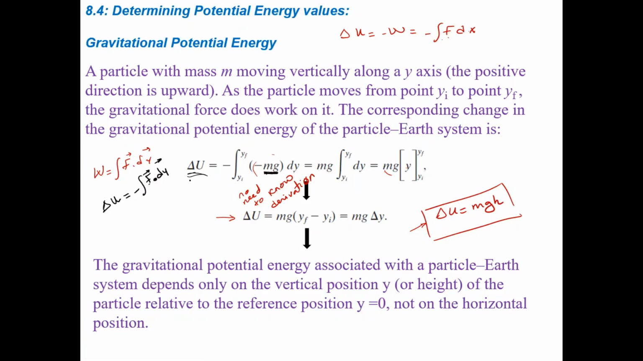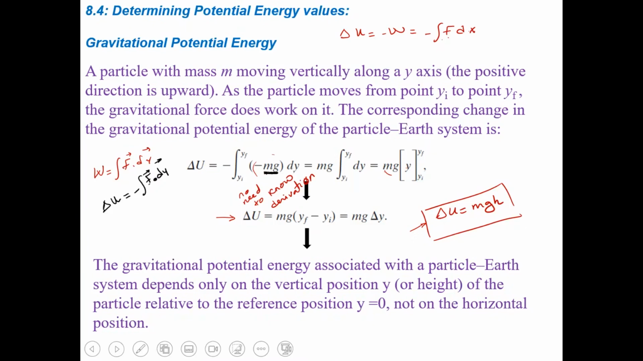So the gravitational potential energy has a nice formula now. Delta U is equal to mg times delta y. Again, notice how the physics would match with the math. If y is increasing, so the object is ascending, then delta y is positive, then delta U is going to be positive, which makes sense. An object that is ascending will have an increasing gravitational potential energy. And the other way around matches as well.